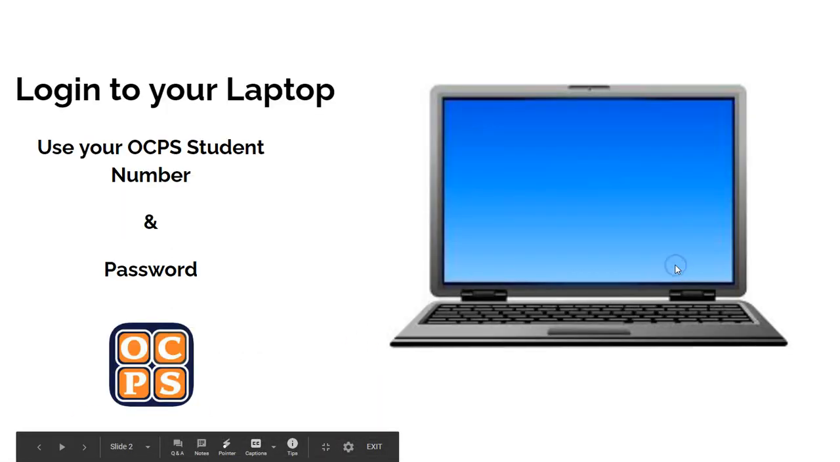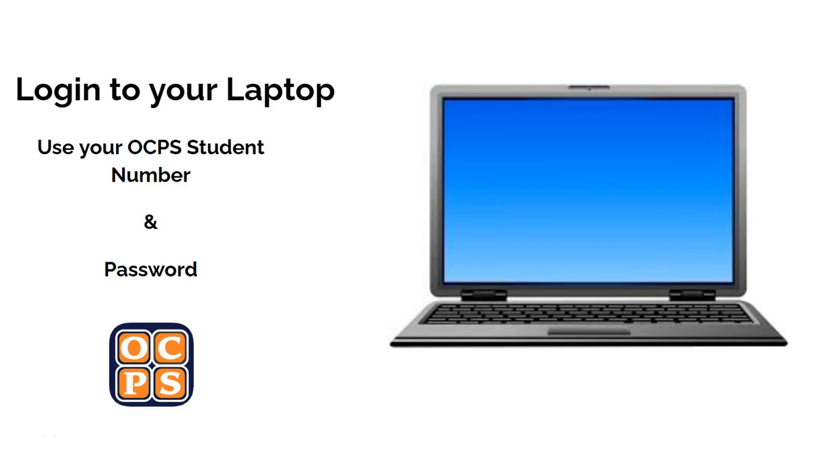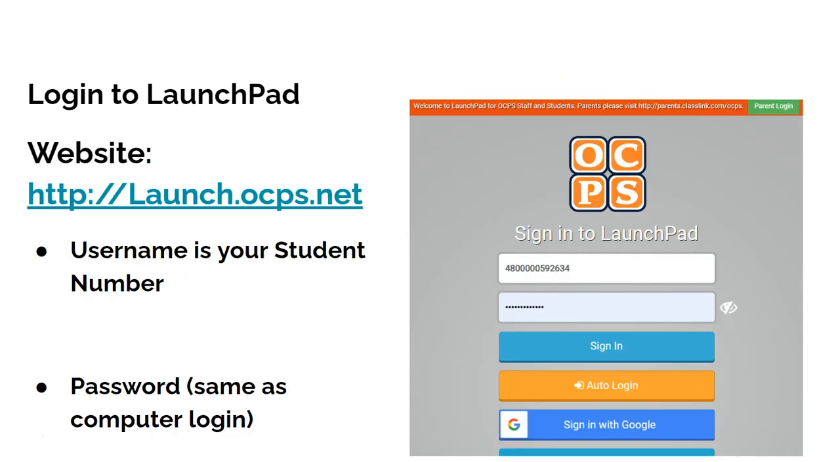So the first step that you need to do is to log into your laptop. You're going to need your OCPS student number, that's your 480 number, and your password. Once you log into your computer, you're going to go to Google Chrome and type this website, launch.ocps.net. Once there, it's going to ask you for your username and password again. This is the same information that you type to log into the computer. Your username is your student number, your 480 number, and your password is the same as the one you use to log into the computer.